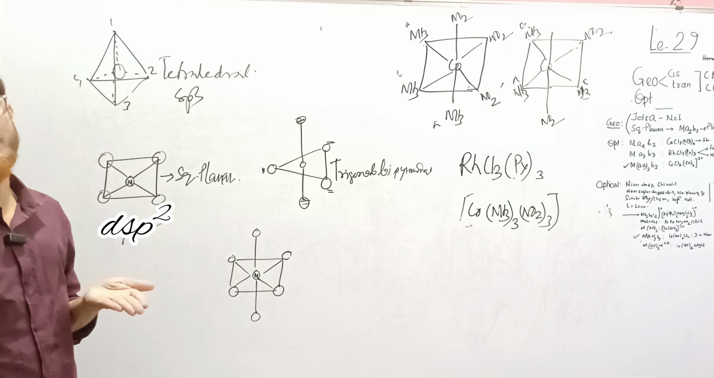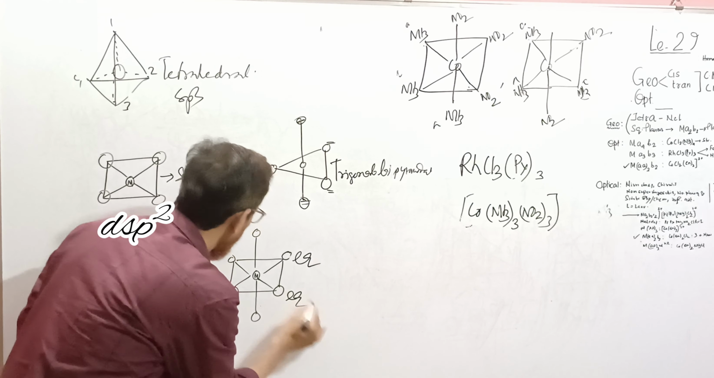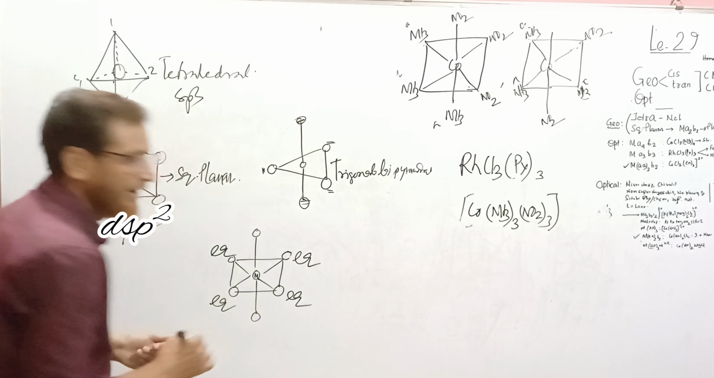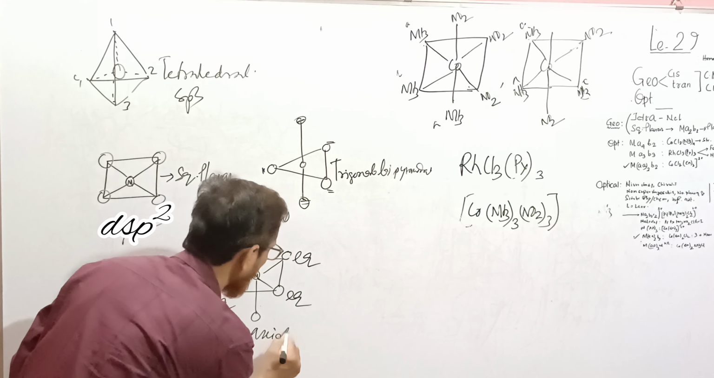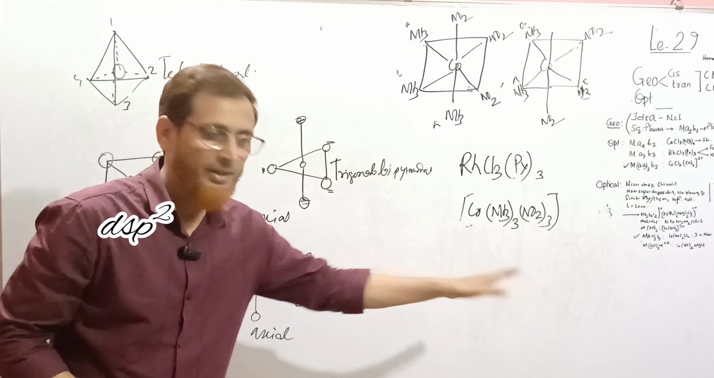Now I am telling you which ligands are in the same plane, in the plane position: these ligands are called equatorial. This is equatorial, this is equatorial, these are all equatorial, and those perpendicular to this plane, above and below, are called axial. This is called axial. You should have a clear concept of these things, otherwise the bonding part next will be a bit tough. I will explain later on.